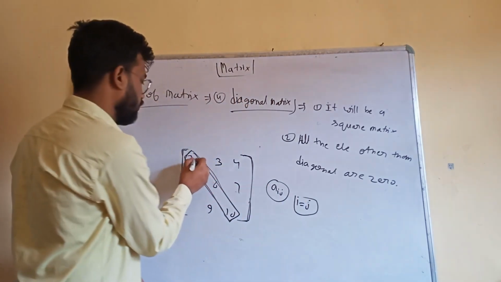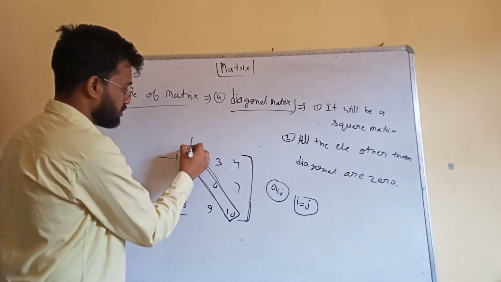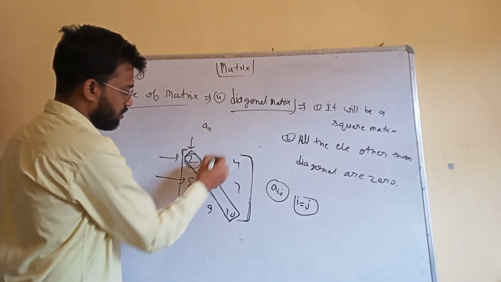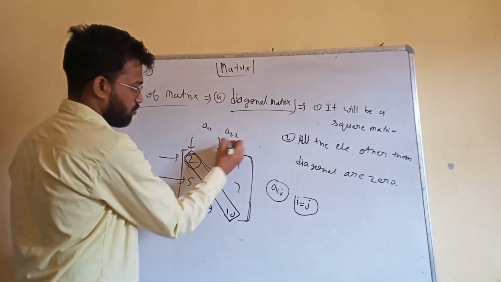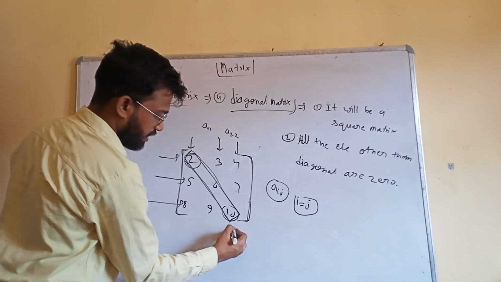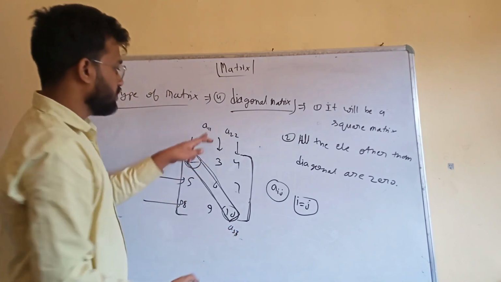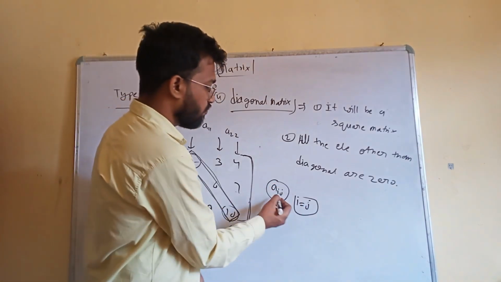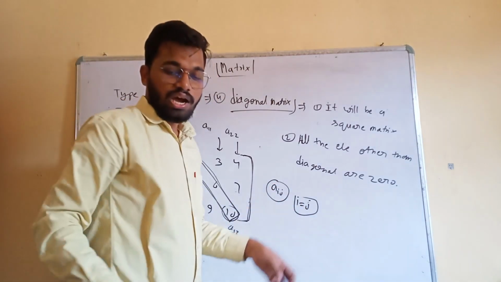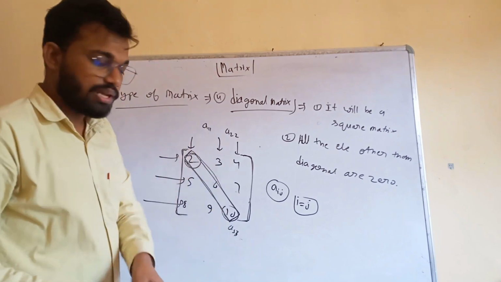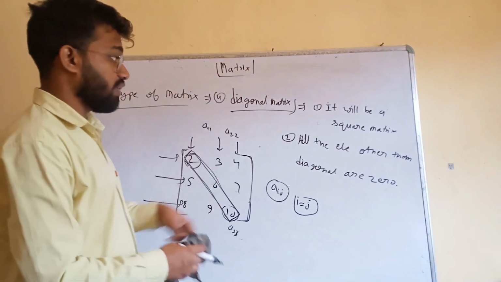See here, for this element, it is first row, first column, so it will be A11. This element is second row, second column, so it will be A22. And for this element, it is third row, third column, it is A33. So see, in all these elements 1, 1, 2, 2, 3, 3. So all the elements of the form where i is equal to j are called diagonal elements. So in this matrix, what are the diagonal elements? 2, 6, 10.